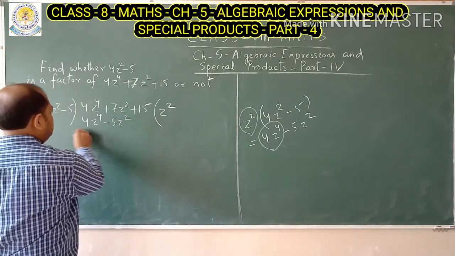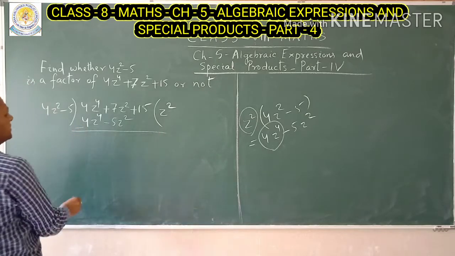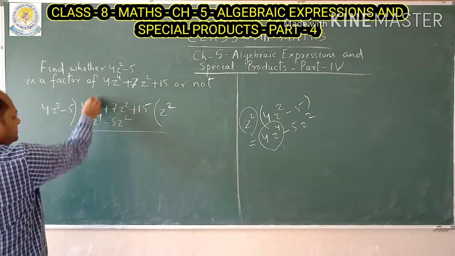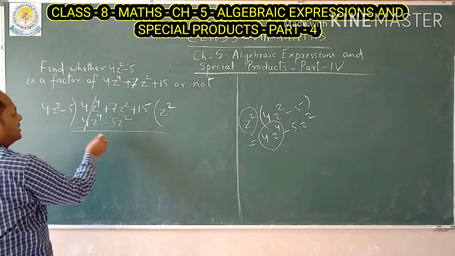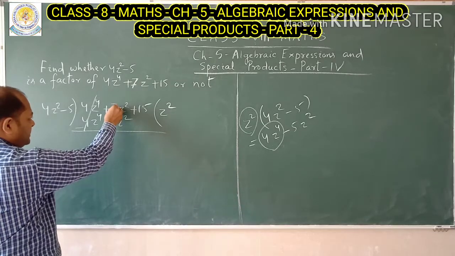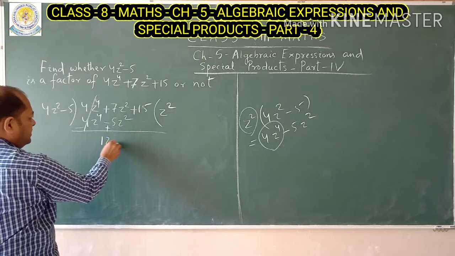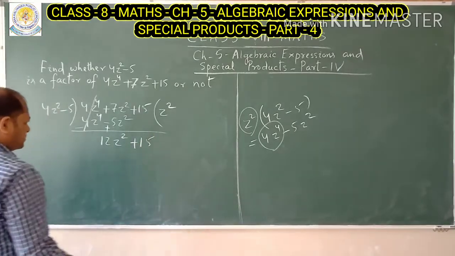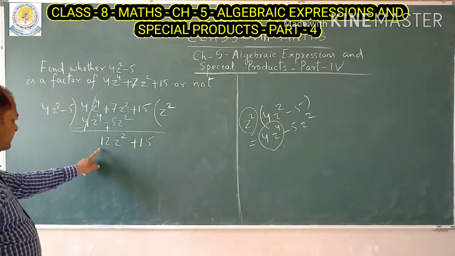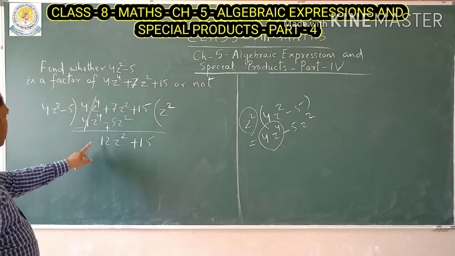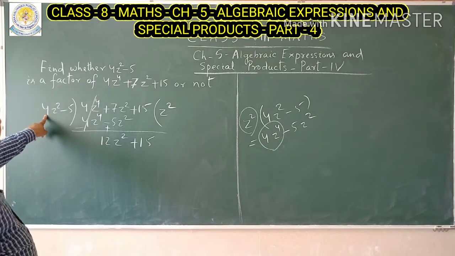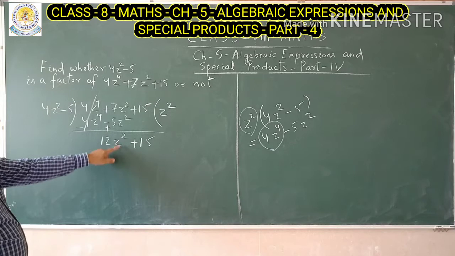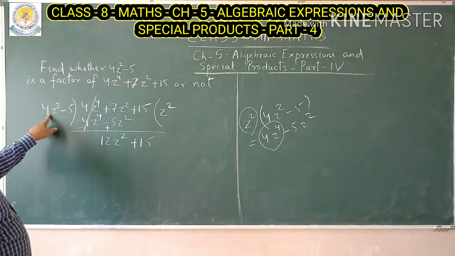Now the minus operation. So 4z to the power 4 and minus, this is cancel 0 and this will be plus. So 7 plus 5 will be 12. 12z square plus 15 as it is. So now we get the first term here. Here first term is 12z square. So what we multiply with this divisor so that we will get the first term 12z square? Definitely it will be 3.